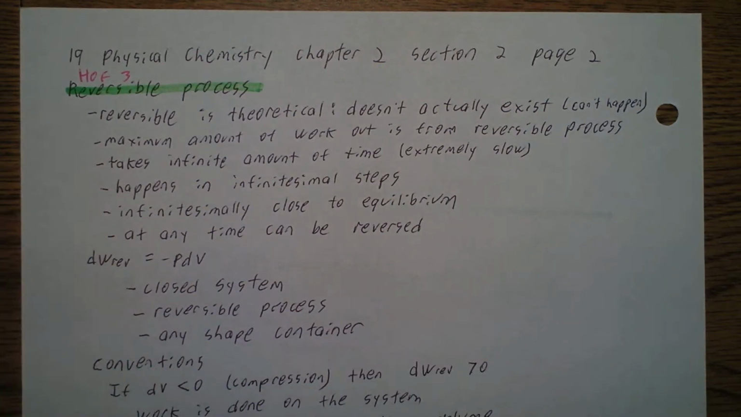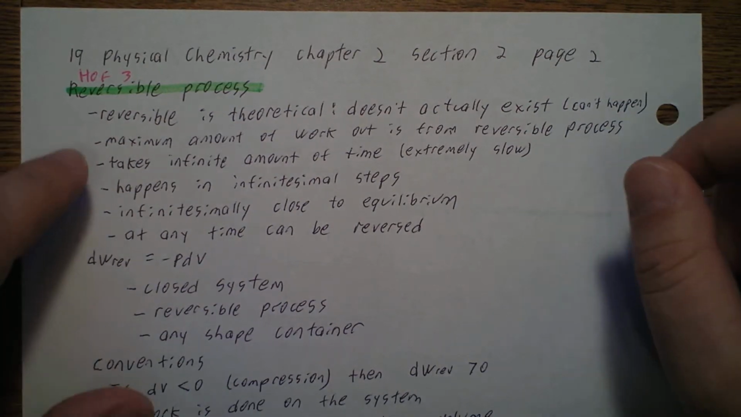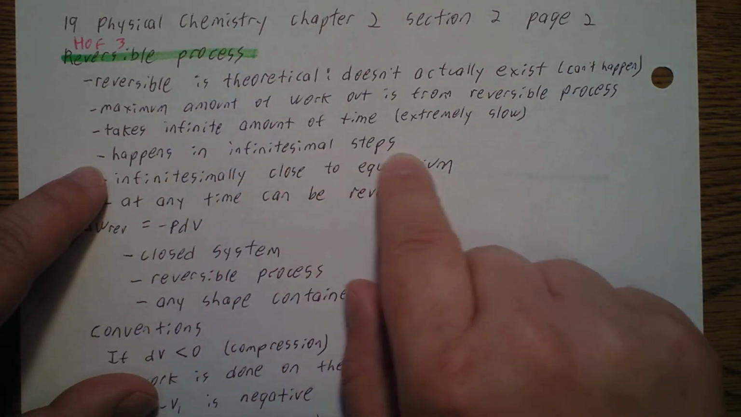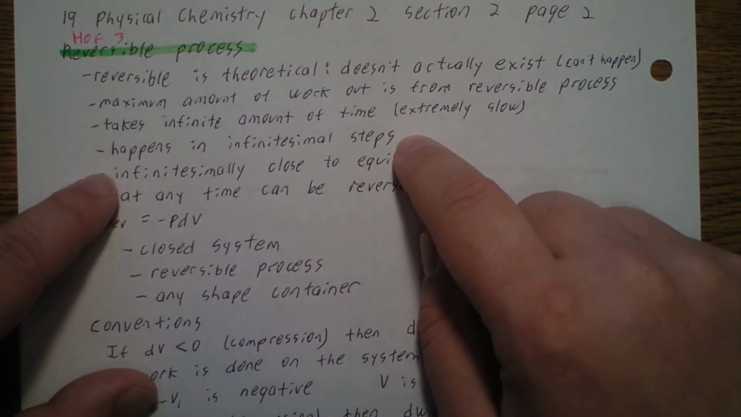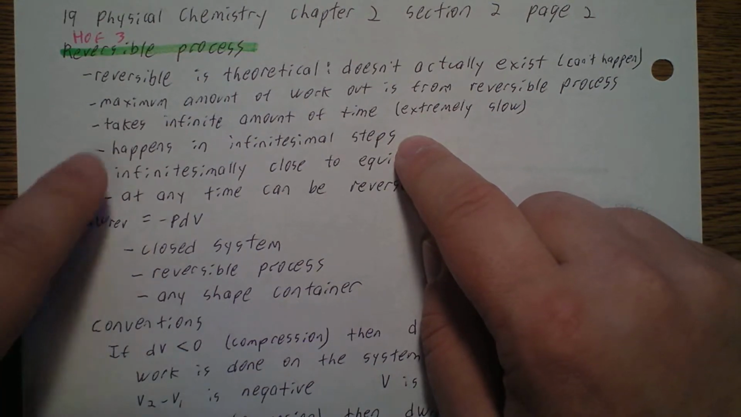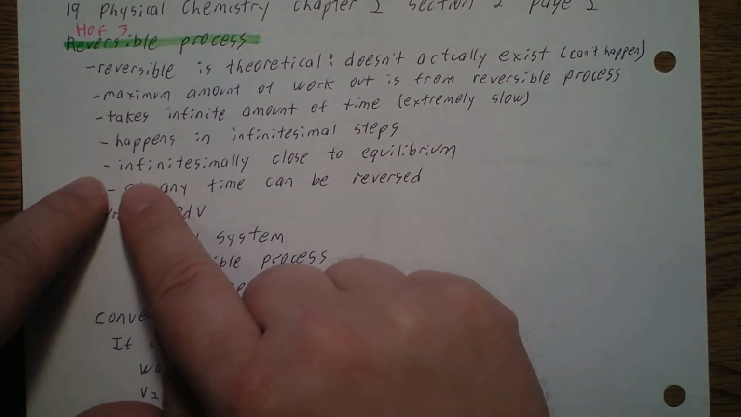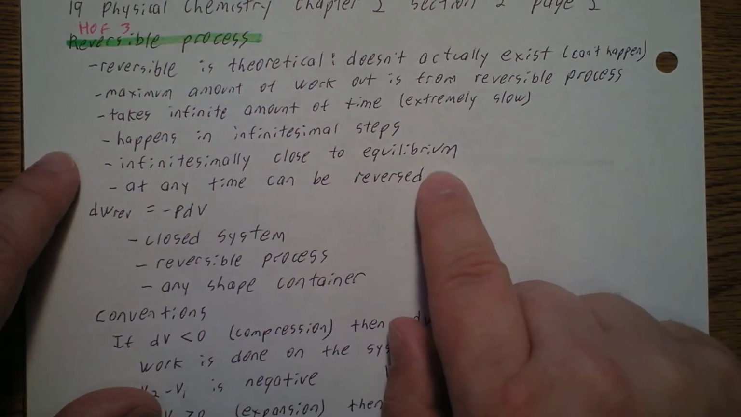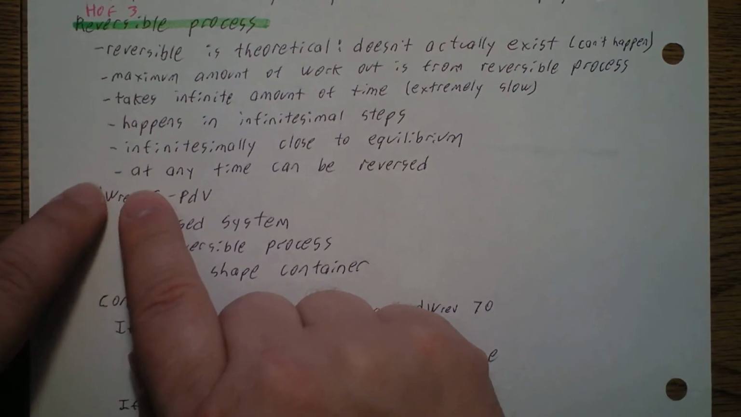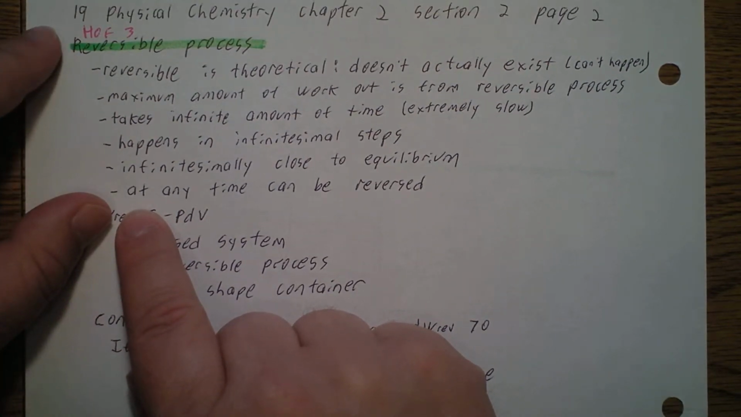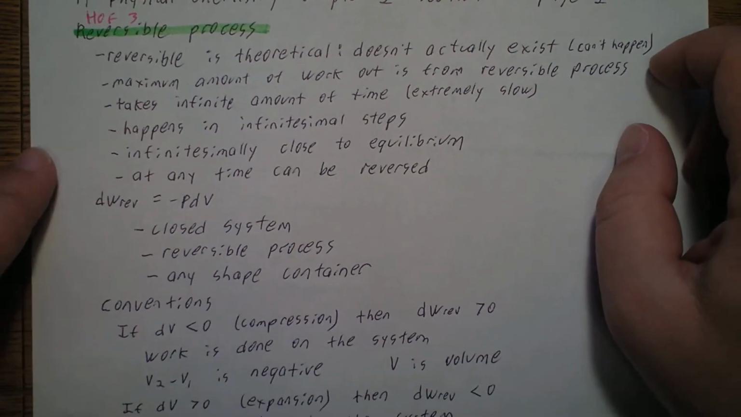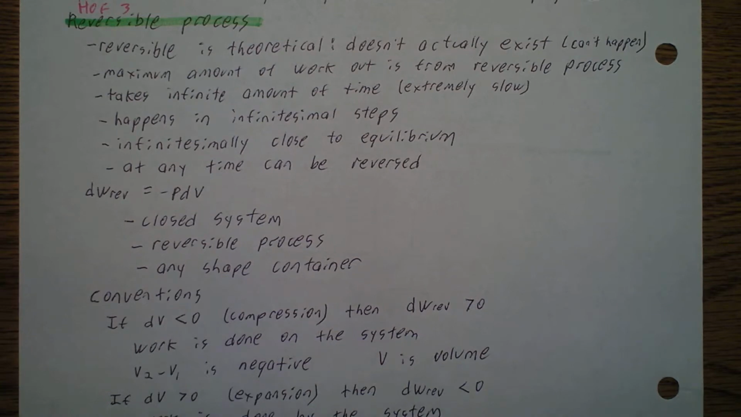You see, the reason is you have to go really, really slow so that you're always at equilibrium, basically. And again, it's calculus. It happens in infinitesimal steps. That's one of the reasons it can't happen in real life, because in real life we have atoms and molecules and they're all finite. So the reason we have to go infinitely slow is because we're always infinitely close to equilibrium. But what's important, remember, we call it a reversible process for a reason. Because at any time, you can just reverse and go back the other way, which is kind of what makes it obvious that it doesn't happen in real life.